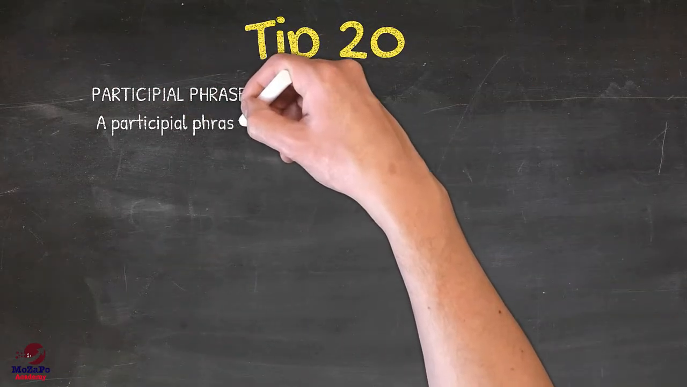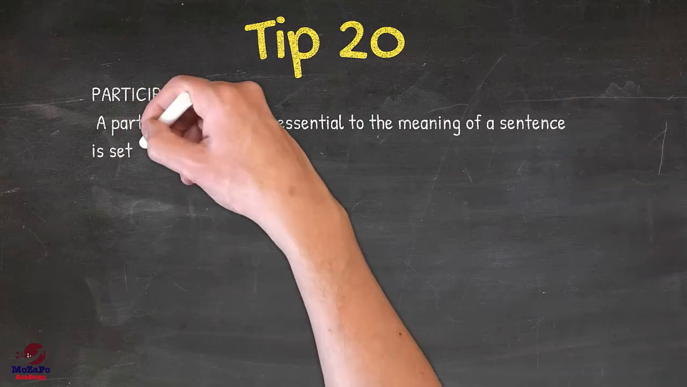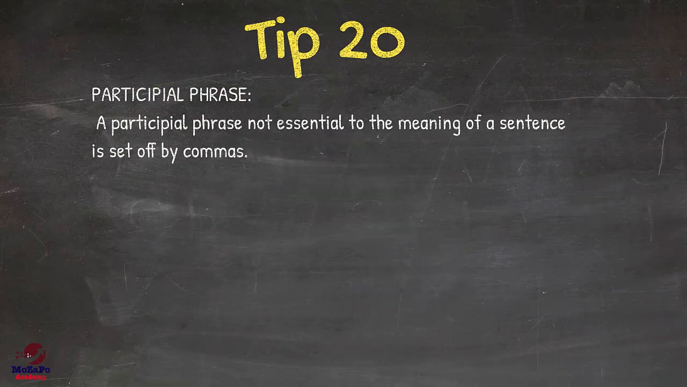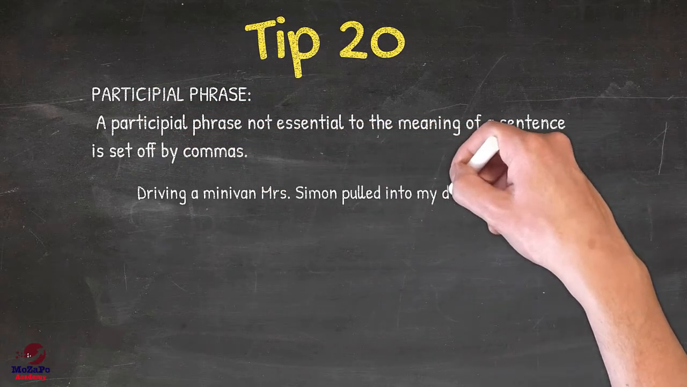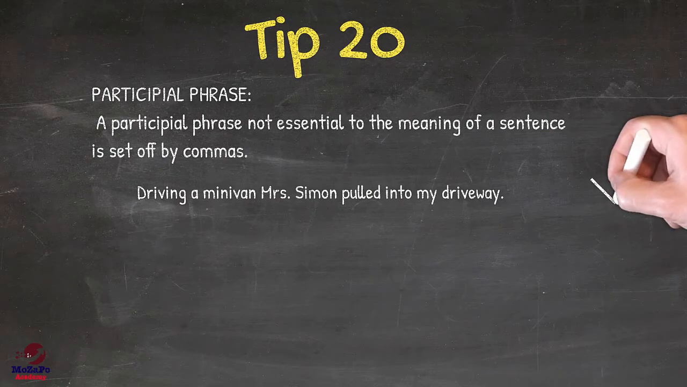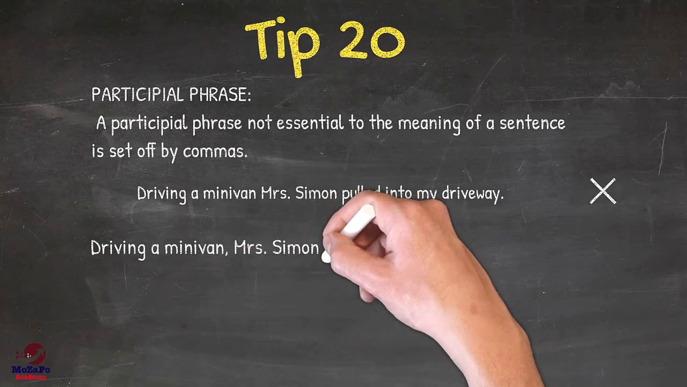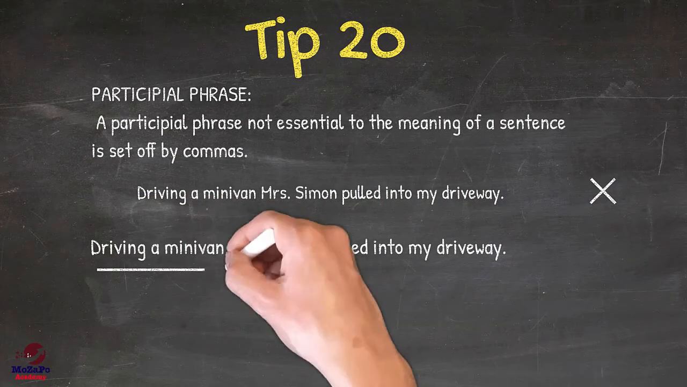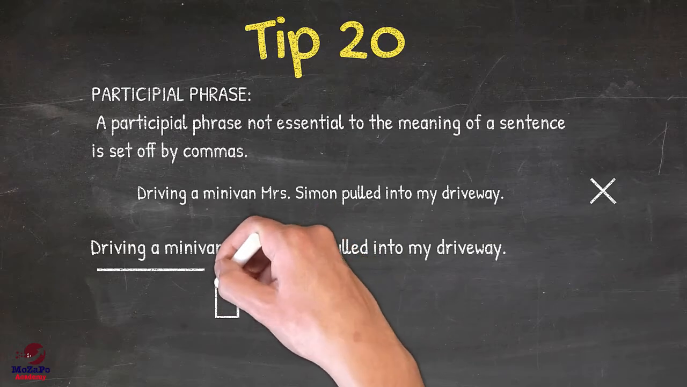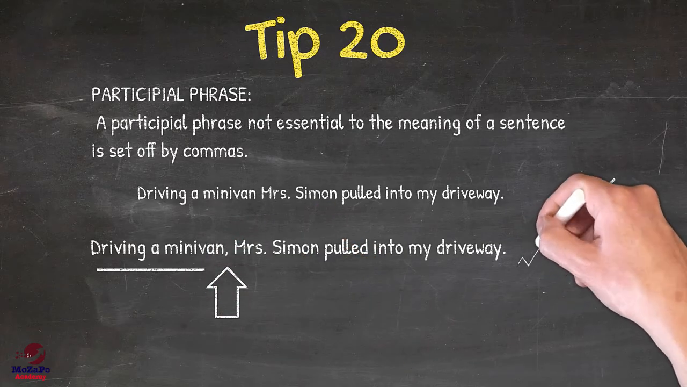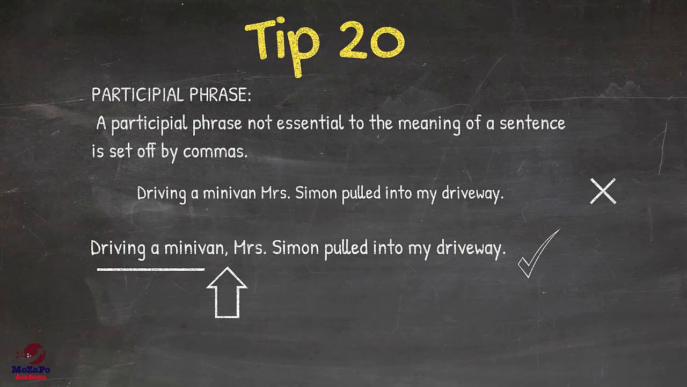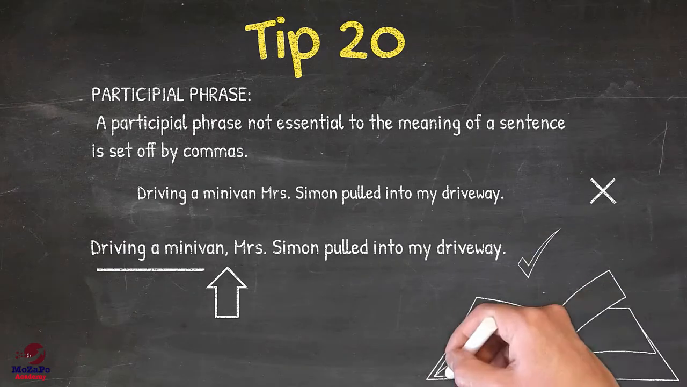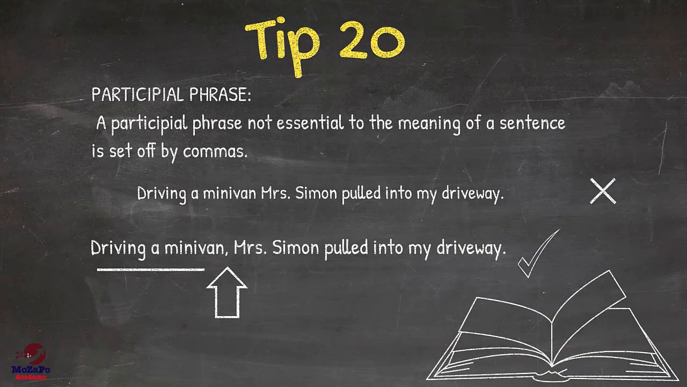Next tip, participial phrase. A participial phrase not essential to the meaning of a sentence is set off by commas. As you see here, driving a minivan, Mrs. Simon pulled into my driveway. Here, driving a minivan is a participial phrase, and we place a comma right after that because it is not essential to the meaning of this sentence here.